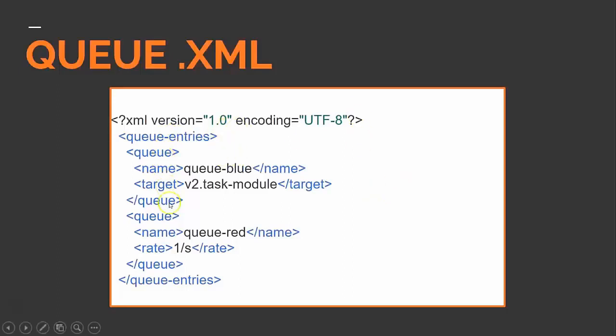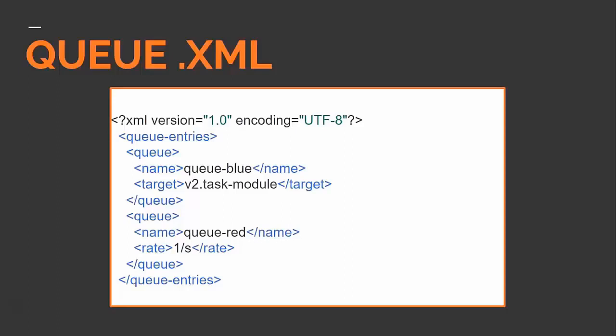Here you can see the queues which are mentioned. There is a queue with the name queue blue, and we have defined the target v2 task module. In the same way we have a red queue, and we have also defined its rate, that is 1 per second. So all the tasks added to queue blue are sent to the target v2.task module. The refresh rate of queue red is changed from 5 per second to 1 per second, so the task will be dequeued and sent to its target at the rate of 1 task per second.